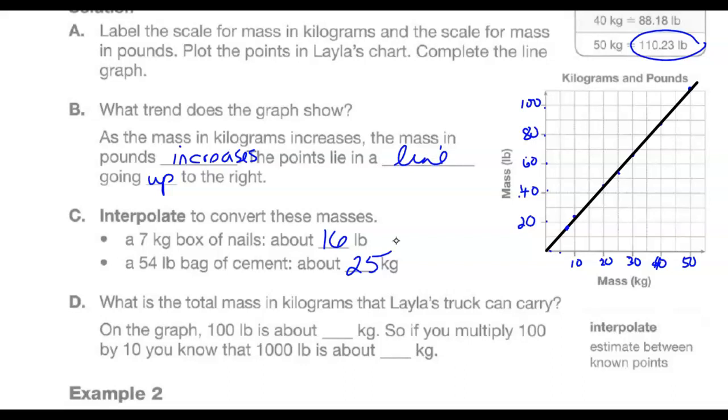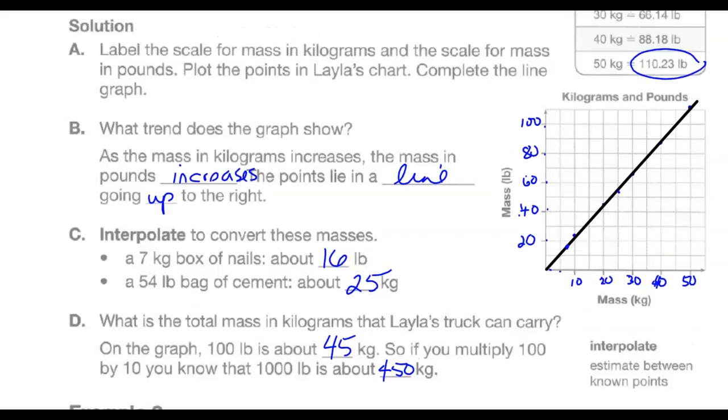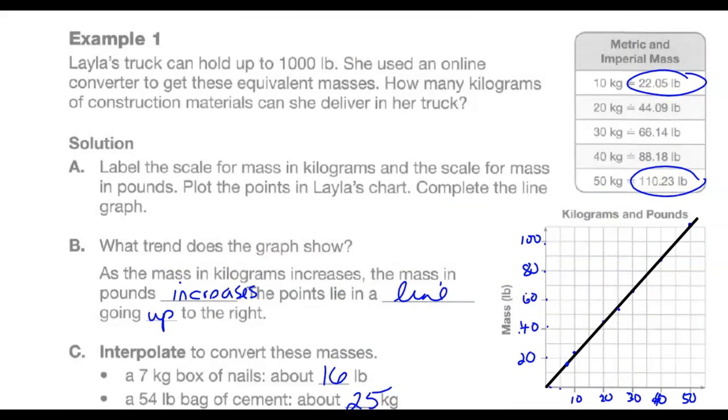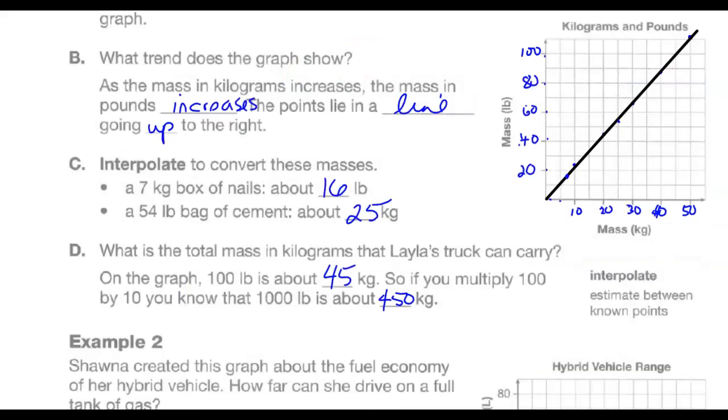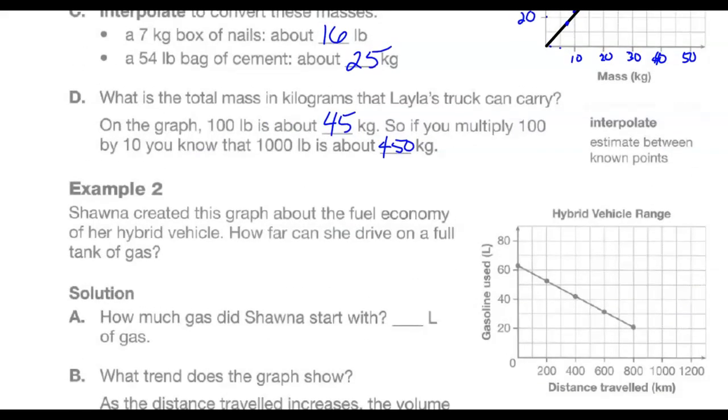Okay, and then what is the total mass in kilograms that Layla's truck can carry? On the graph, 100 pounds is about, if we go down, about 45 kilograms. So if you multiply 100 by 10, you know that 1,000 pounds is about 450 kilograms. Okay, so if it's a 1,000-pound truck, that's about how many kilograms they can take.